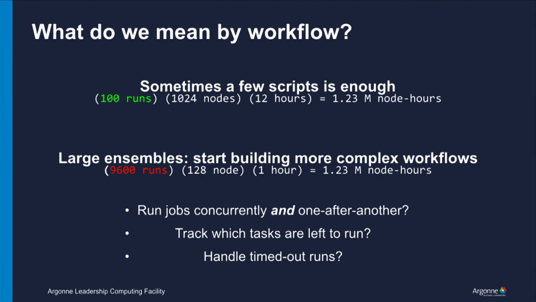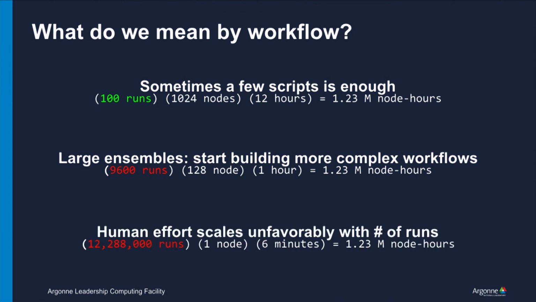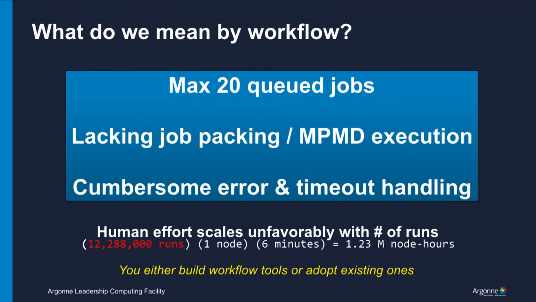So that script I just showed you launches everything and then sleeps. So what if you want to run jobs one after the other? How are you going to do that? What if only like 50% of the jobs finished? How are you going to track which tasks are finished, which ones are left to run again? How are you going to handle timeouts if there's partial progress? This becomes really unmanageable when you go to thousands or millions of runs. And this is where something like a workflow comes in.